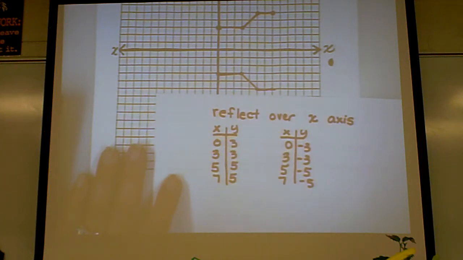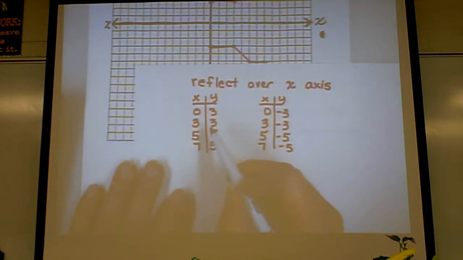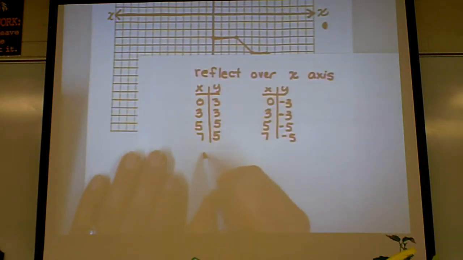Now, when we had an equation and we wanted to reflect this over the x-axis, what did you do? When you had an equation, what would you do? What did you change here? You took the y values, and you made them the opposite.